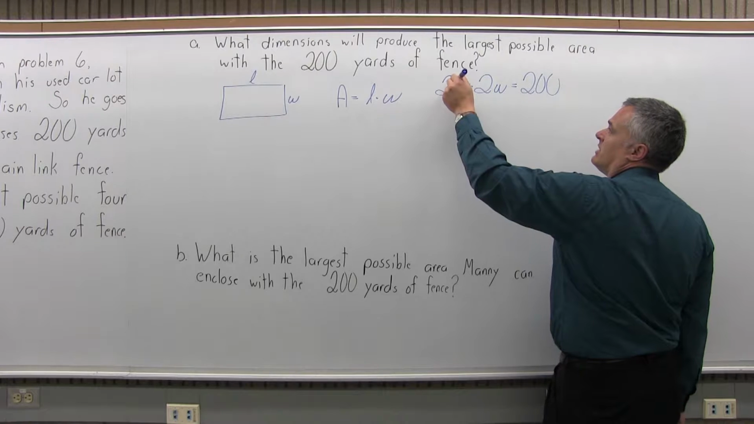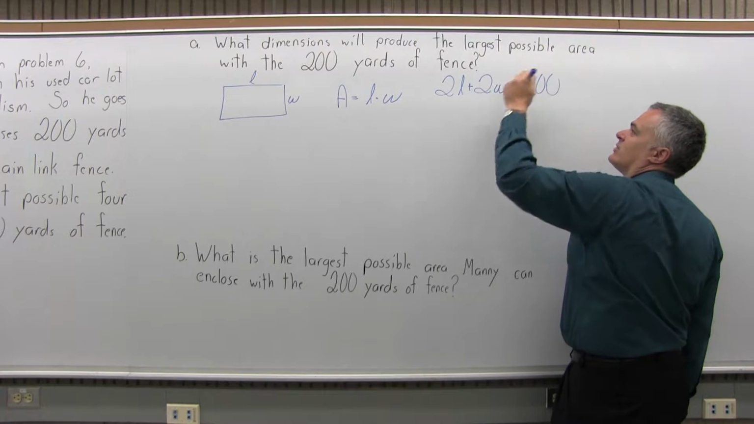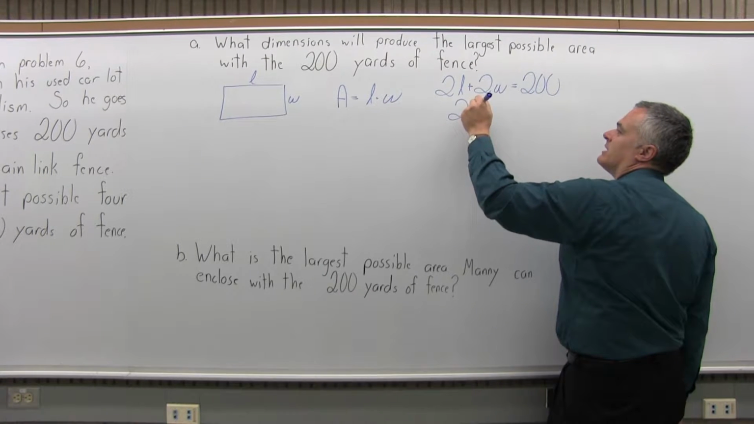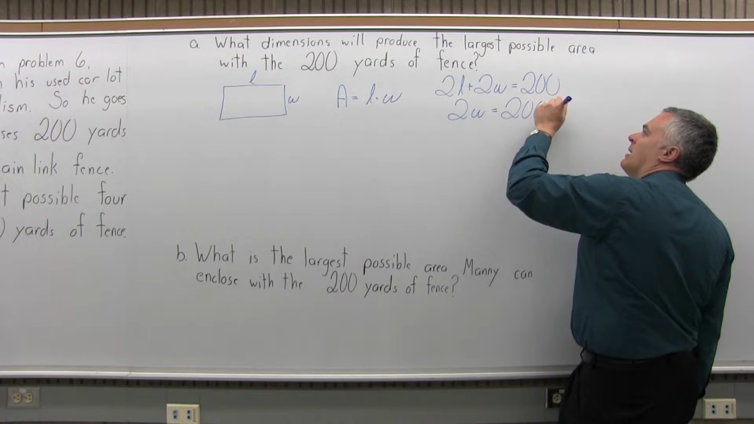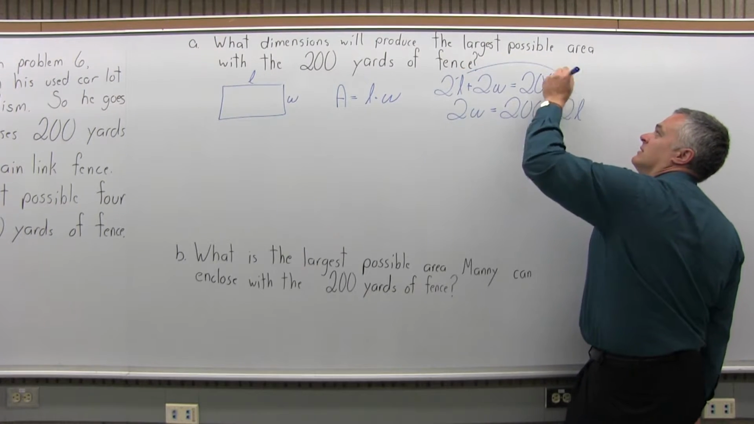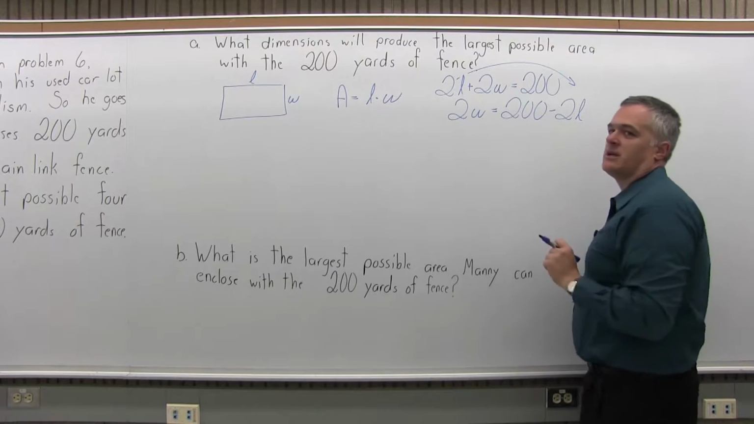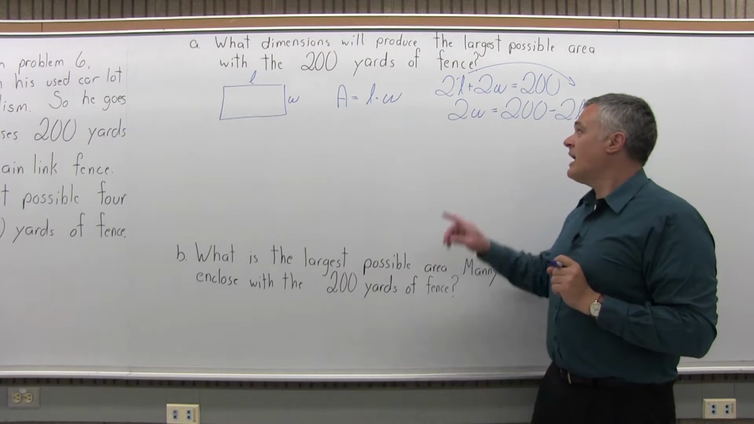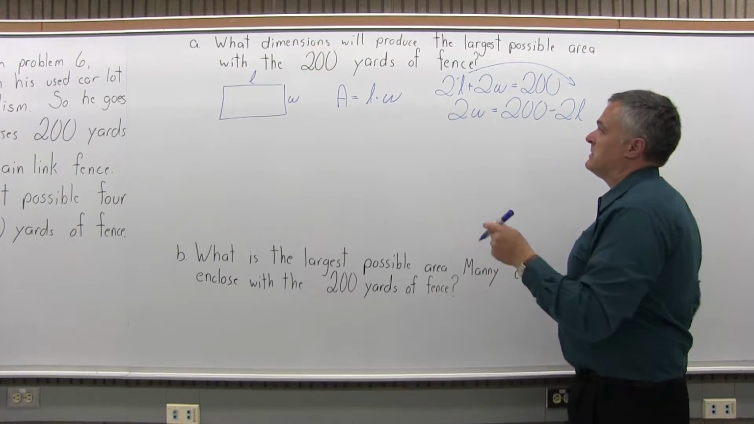So let me bring the 2L here over to the right-hand side with the 200. So when I do that, I'm going to have 2W equals 200 minus 2L. I just brought the 2L over. And when it goes to the right-hand side, it's a positive on the left, it will become a negative on the right. And I want W equals, not 2W. I don't want the 2 in front, so easy enough.